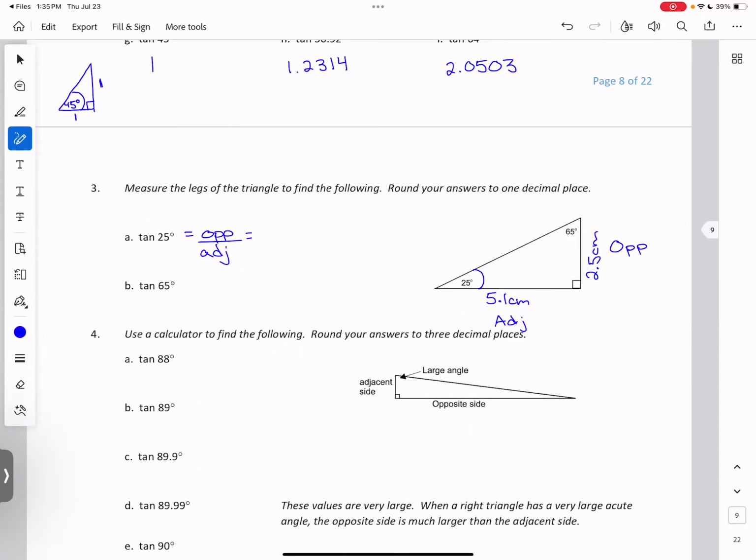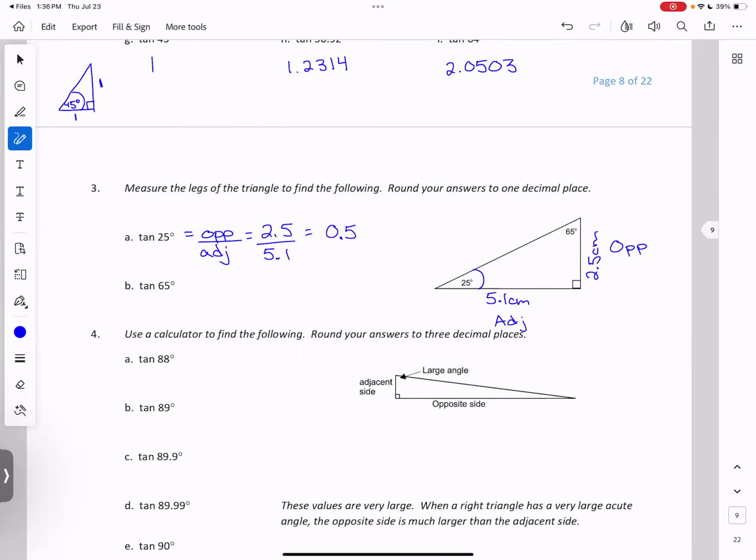which is 2.5 over 5.1. And so I get a ratio, or a decimal, rounded to 1 decimal place it says, so 0.5. And now, out of curiosity, if I do tan of 25 on my calculator, what do I get? It rounds also to 0.5, so similar.